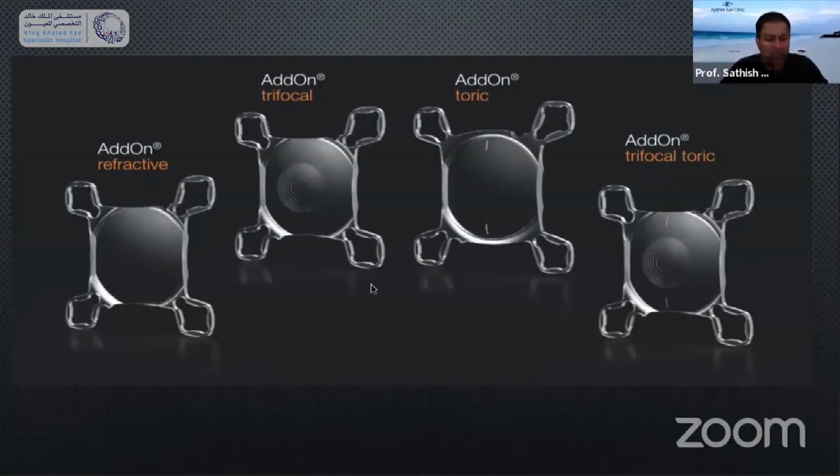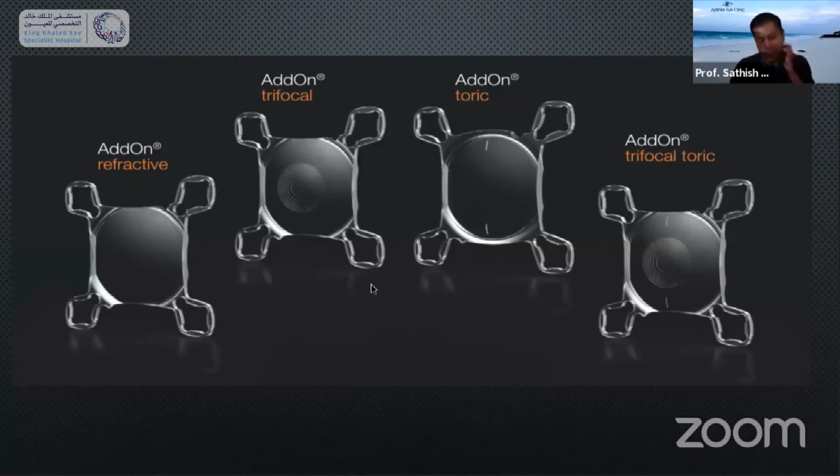And these add-on lenses come in different optical designs. You could just have a standard monofocal, which is seen on the left-hand side of the picture. Then you can have a trifocal on the same platform. Then you can have a monofocal toric, and you can also have a trifocal toric. So on the same platform, you can have different optical surfaces depending on what you want to correct.